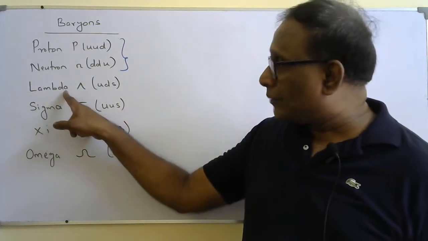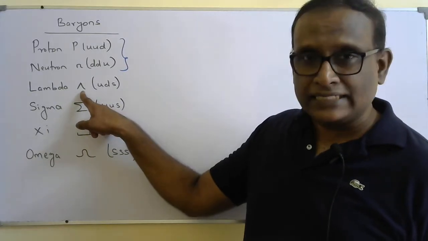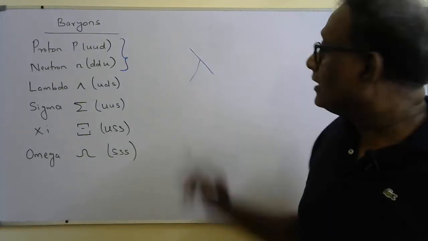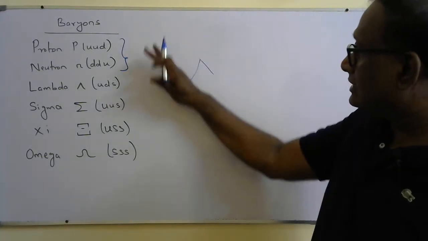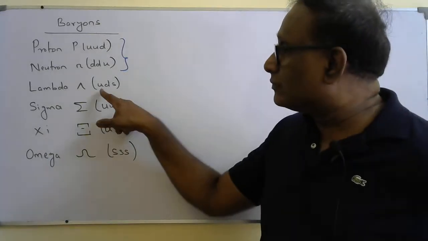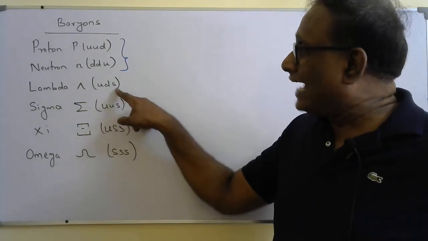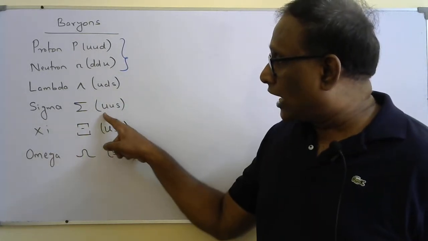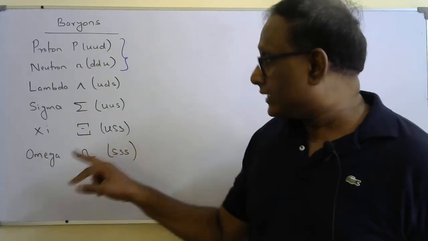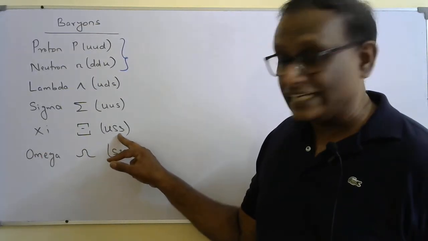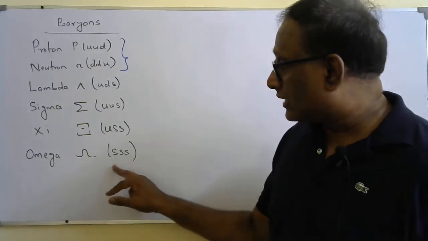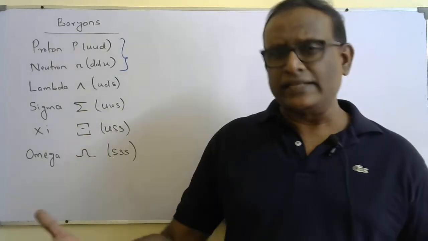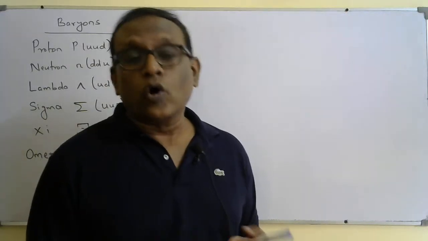Examples: the lambda particle. The notation for lambda is slightly different from the actual notation we use here, but this part we don't write in this notation. The lambda particle consists of U, D and S, an up quark, a down quark and a strange quark. Sigma particle consists of two up quarks and a strange quark. Xi particle consists of an up quark and two strange quarks. Omega particle consists of three S quarks. Like that, there are many. You can check on the internet. There are around 25-30, more than that I think. You can find these baryons.